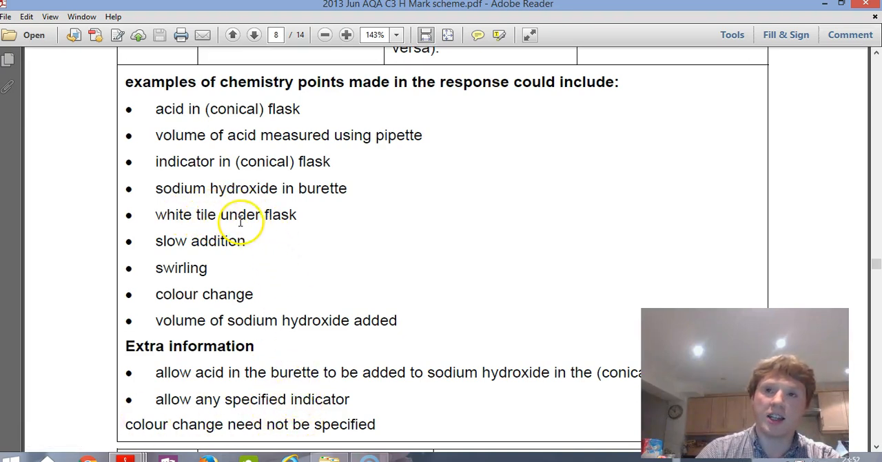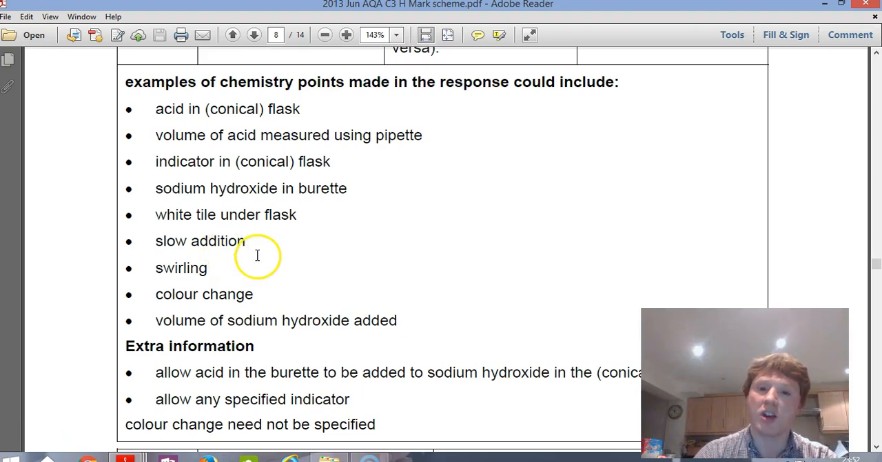Put the white tile under the flask. The reason you put a white tile under the flask is because you can see the colour change of the indicator more easily. So you have a slow addition, because you don't want to miss the point where it neutralises. You swirl it to make sure it all mixes.